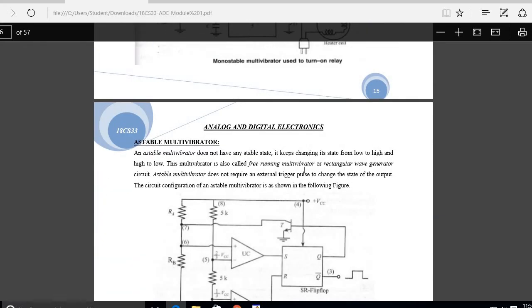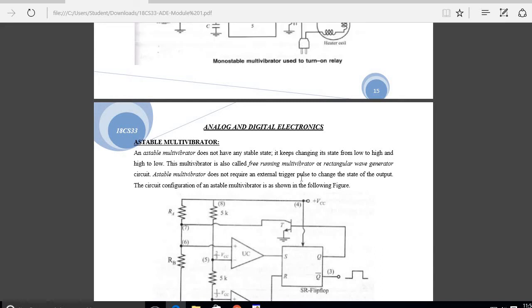Coming to the next multivibrator, the astable multivibrator. An astable multivibrator doesn't have any stable states. In this circuit, we are using the same IC 555 timer. There are no stable states. It keeps changing its state from low to high and high to low, meaning set to reset and reset to set. It is always changing, so it doesn't have any stable states. For that reason I need to call this multivibrator an astable multivibrator.